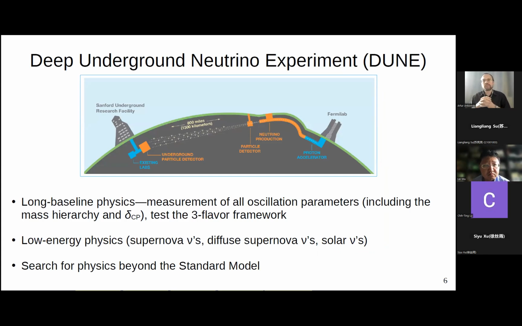One of the goals of the Deep Underground Neutrino Experiment is to determine the delta CP parameter, which is a measure of the asymmetry between neutrino and antineutrino oscillations. DUNE will measure with unprecedented precision all oscillation parameters, test the three-flavor framework, and perform searches for physics beyond the standard model. It will also perform measurements of low energy physics, such as measurement of solar neutrinos and the search for diffuse supernova neutrinos coming from past supernova explosions. And if we are extremely lucky and there's a supernova explosion during the lifetime of DUNE, we will also measure it with unprecedented precision.